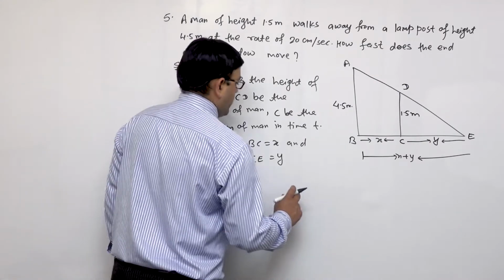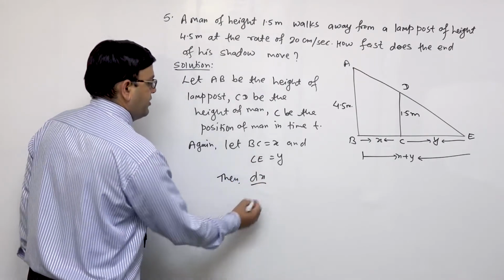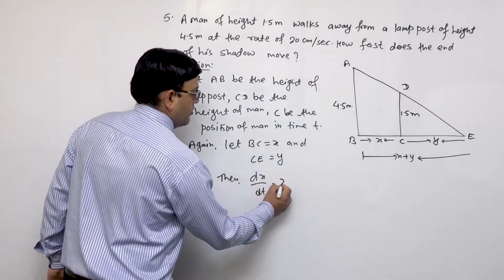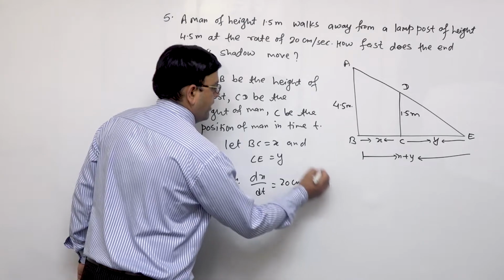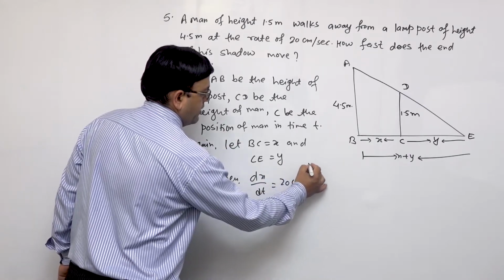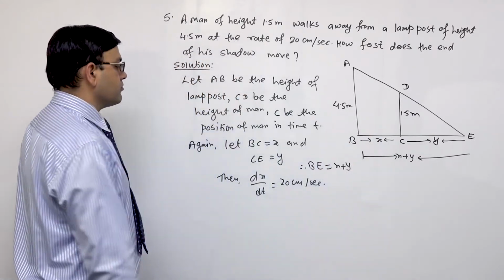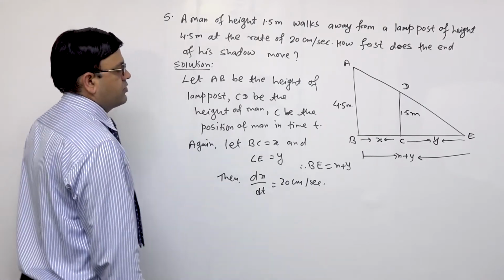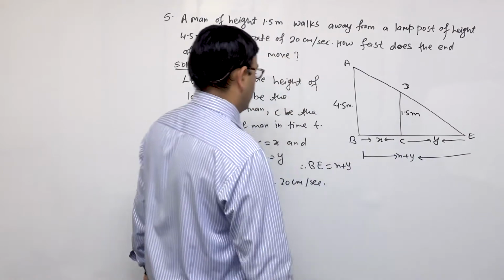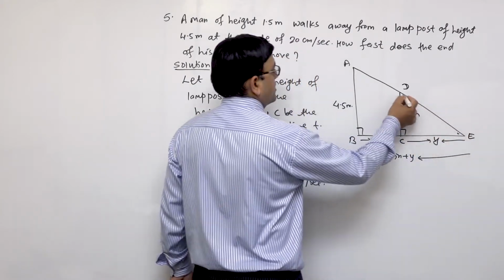Then we have dx by dt is equal to 20 centimeter per second. And we have BE, therefore BE is equal to X plus Y. These two triangles, ABE and DCE, are similar. Two triangles are similar because this is perpendicular, this is also perpendicular, and this is a common angle, so these angles are also equal.